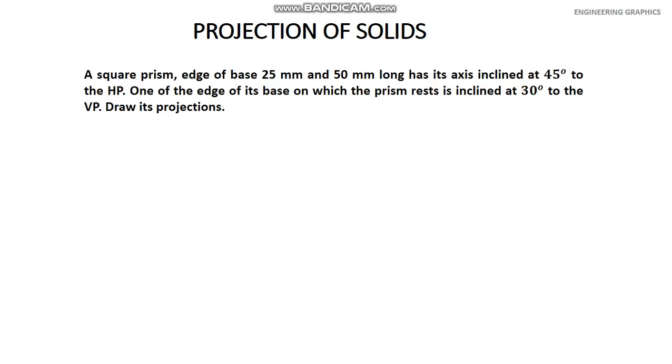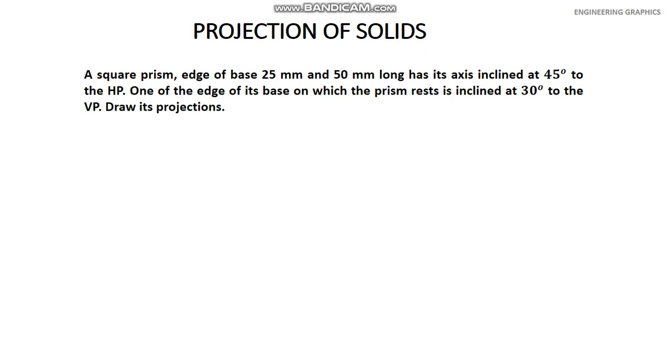The statement of the first problem is: a square prism, edge of base 25 mm and 50 mm long, has its axis inclined at 45 degree to the HP. One of the edges of the base on which the prism rests is inclined at 30 degree to the VP. Draw its projections. It is clear in this statement that the solid is a square prism and the axis is inclined to both HP and VP.